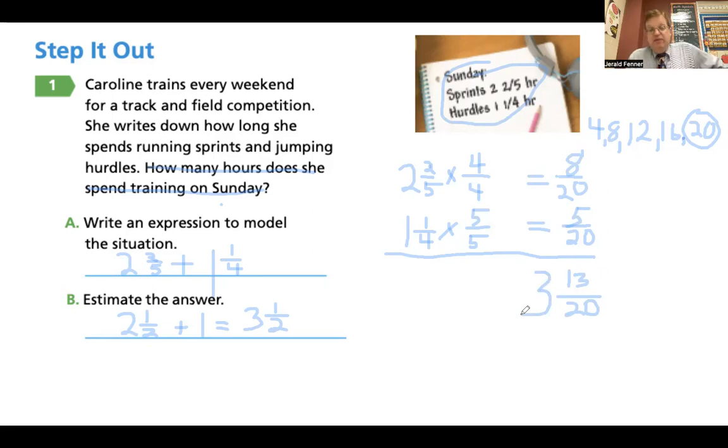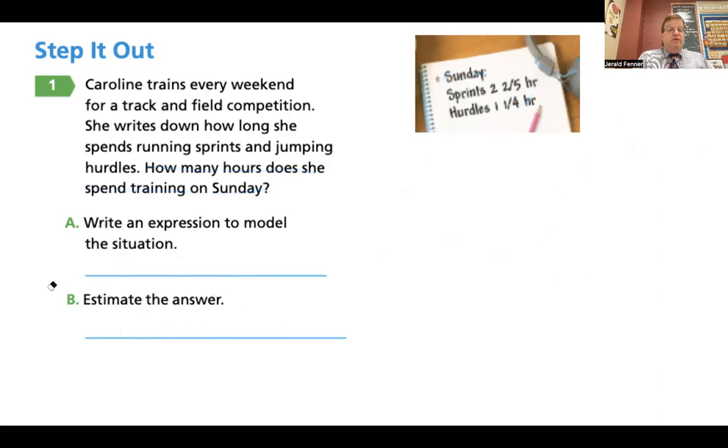And I debate about it because I think it starts to get too confusing when you have too many numbers over here, but you can put them there if you want to. It's just a preference of my own. So the answer is 3 13/20.